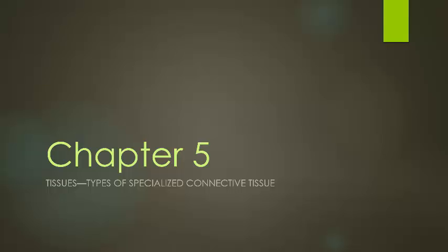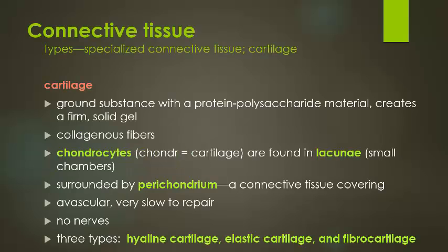Okay, so now we are ready to talk about the specialized connective tissues, those connective tissues that probably at first glance may not seem as if they are likely to be connective tissues. So let's just jump right in and start talking about them. Okay, so the first kind of specialized connective tissue is a connective tissue called cartilage.